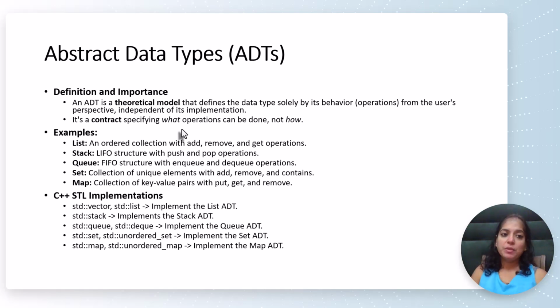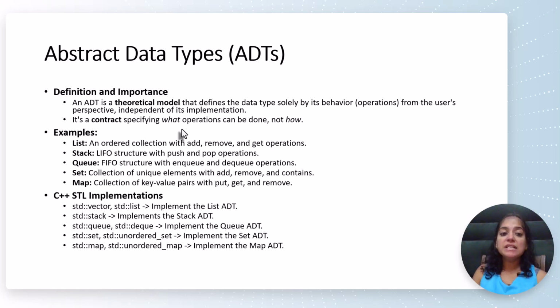Abstract data types. An abstract data type is a theoretical model that defines a data type solely by its behavior from the user's perspective. It is basically what operations we can perform, but not how.